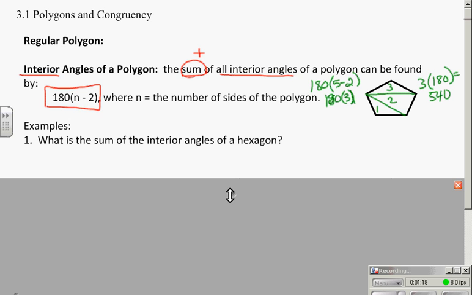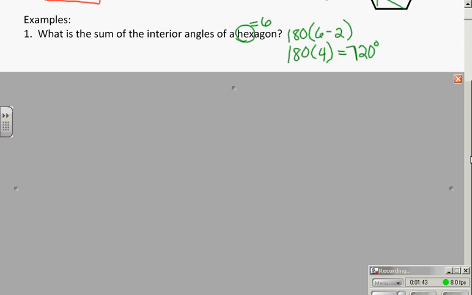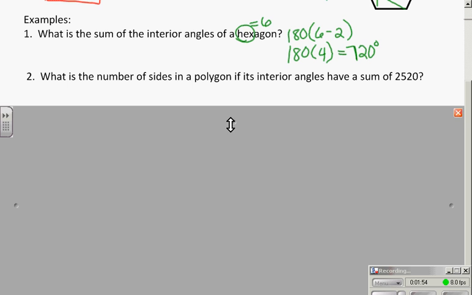So for example, what is the sum of the interior angles of a hexagon? Well, a hexagon has 6 sides. So I have 180 times 6 minus 2, which is 180 times 4, which is 720 degrees. Now I don't know how that 720 degrees is divvied up amongst the angles. I just know that that's what they add up to. So in our old problems, we would set triangles equal to 180. We would set quadrilaterals equal to 360. Now we have new sums that can be used.